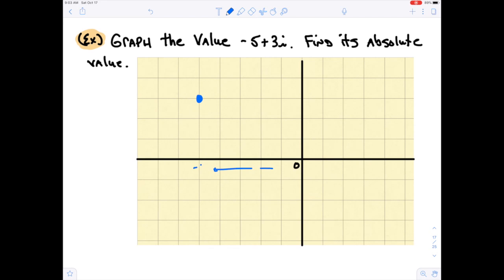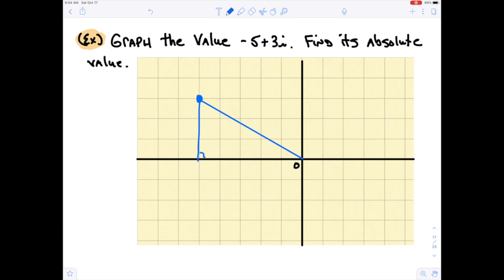It's -5 on the x-axis and 3i because that's 2i and 1i, right? That's the idea. So that's how this kind of works. So that blue dot is the representation of -5 plus 3i. What's its absolute value? Well, that's just its distance from 0 on a number line or on a plane.